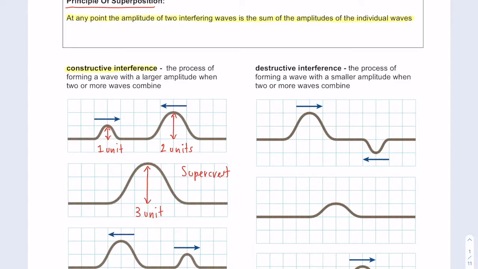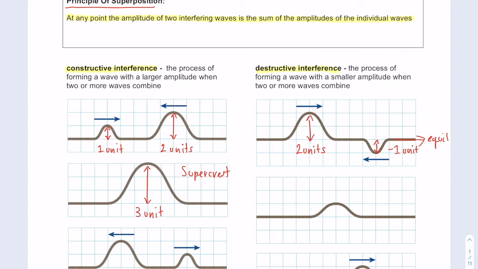Now, destructive interference can occur, and this is the process by which a wave with a smaller amplitude is formed when two or more waves combine. In this example, we see a crest whose amplitude is 2 units, that is 2 units above the equilibrium or rest position, approached by a trough whose amplitude is negative 1 unit, or 1 unit below the equilibrium position.